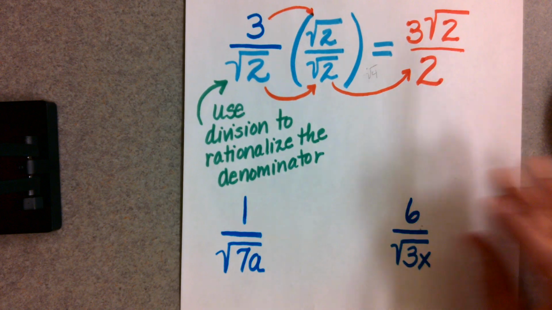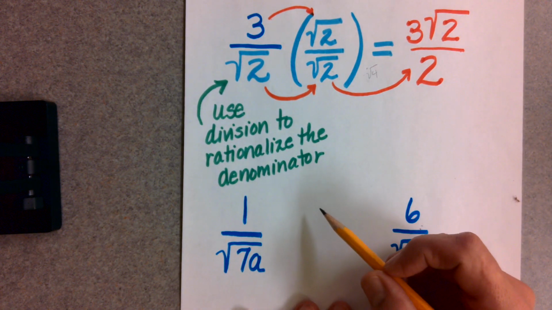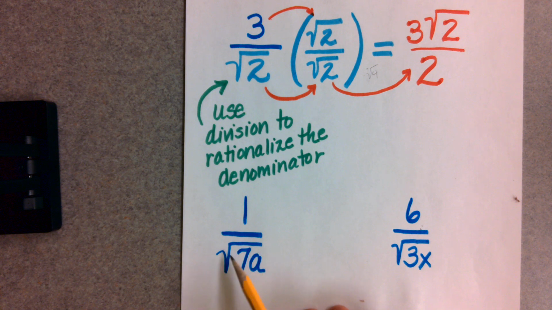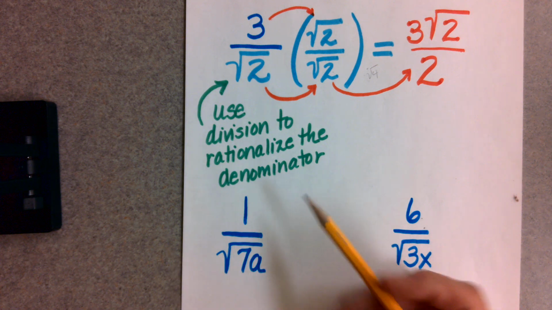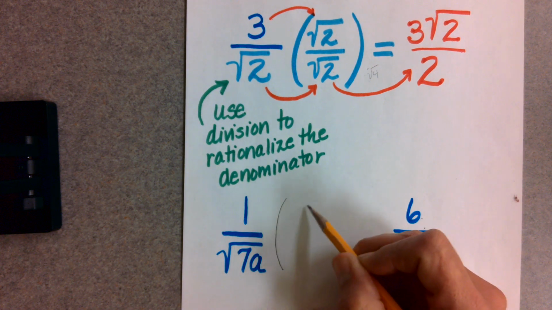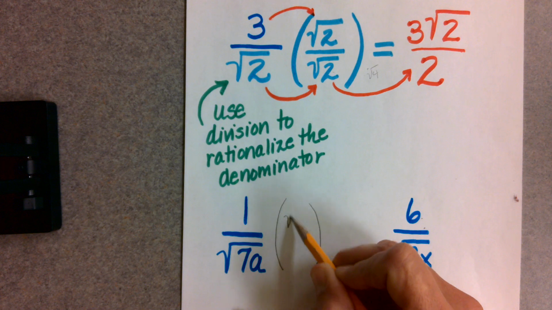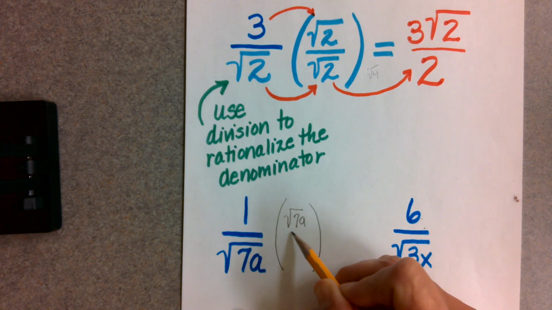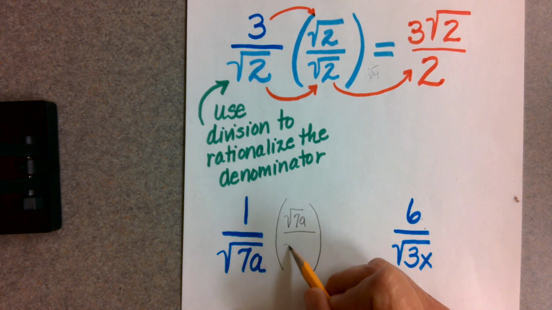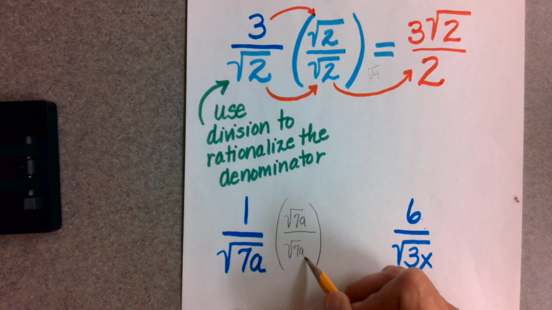All right, so let's do 2 examples down here at the bottom really quickly. Again, I have a square root in the denominator. That is irrational. It can't happen. So what do I do? I'm just going to multiply by the denominator, square root of 7a over the square root of 7a.